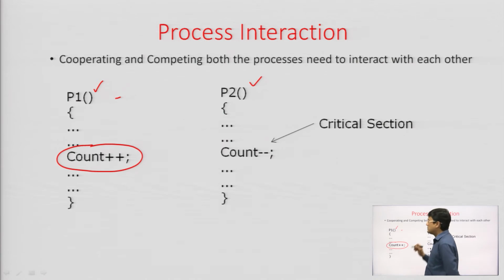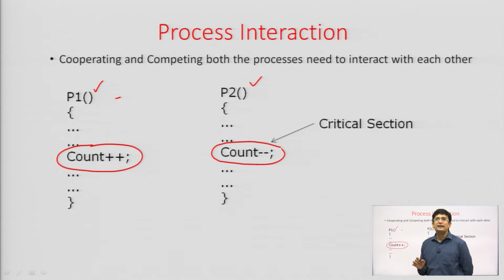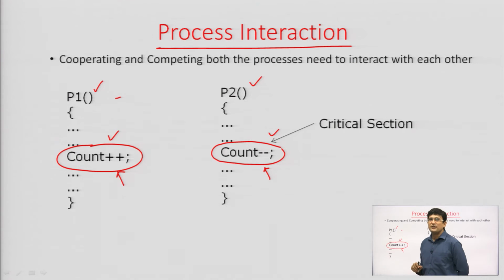Similarly, the P2 process is also running in parallel, working with its own code. Meanwhile, it accesses the count variable for decrementing. So count is incremented here and count is decremented here. The common variable is used by two processes running in parallel. If common memory or a common variable is used by different processes, we say that these processes will interact with each other at some point of time, and this interaction is in the form of common memory or a common variable.